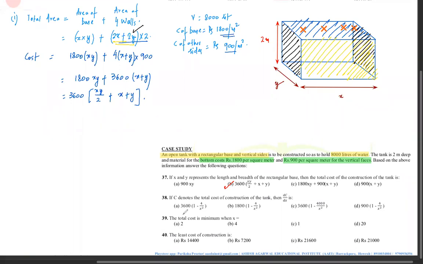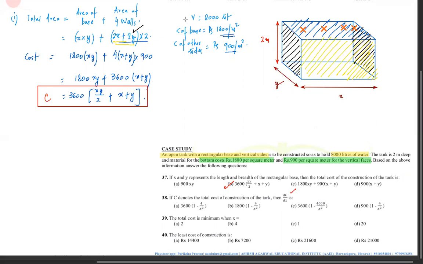Now, in the second question, they are saying if capital C denotes the total cost of construction, find dC by dx. So this is what is the total cost of construction. जो हमने अभी calculate किया, this is what is the total cost of construction. हमें इसी को differentiate करना है with respect to x. But we are not in a position to differentiate it right now. That is in this particular step because we have two variables on the right hand side, x as well as y. We need to substitute one.